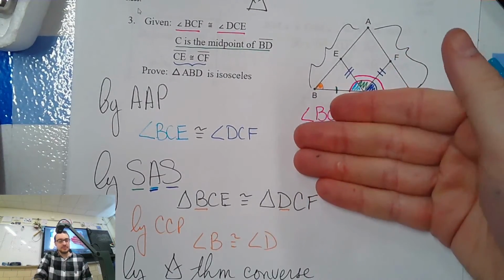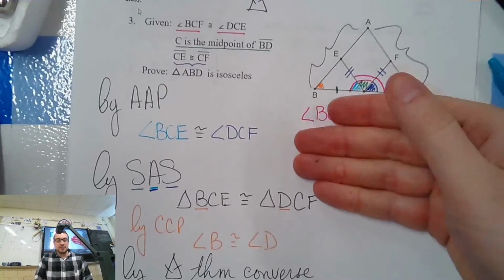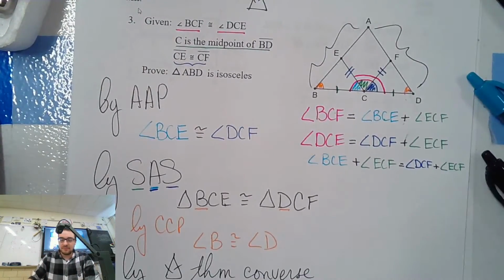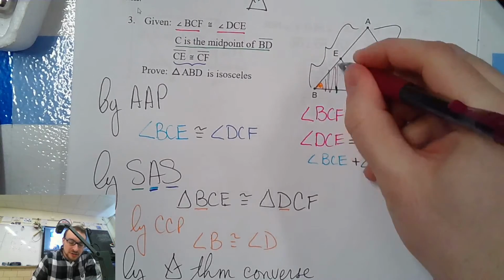So, first off, our goal was to get these two triangles to be congruent.